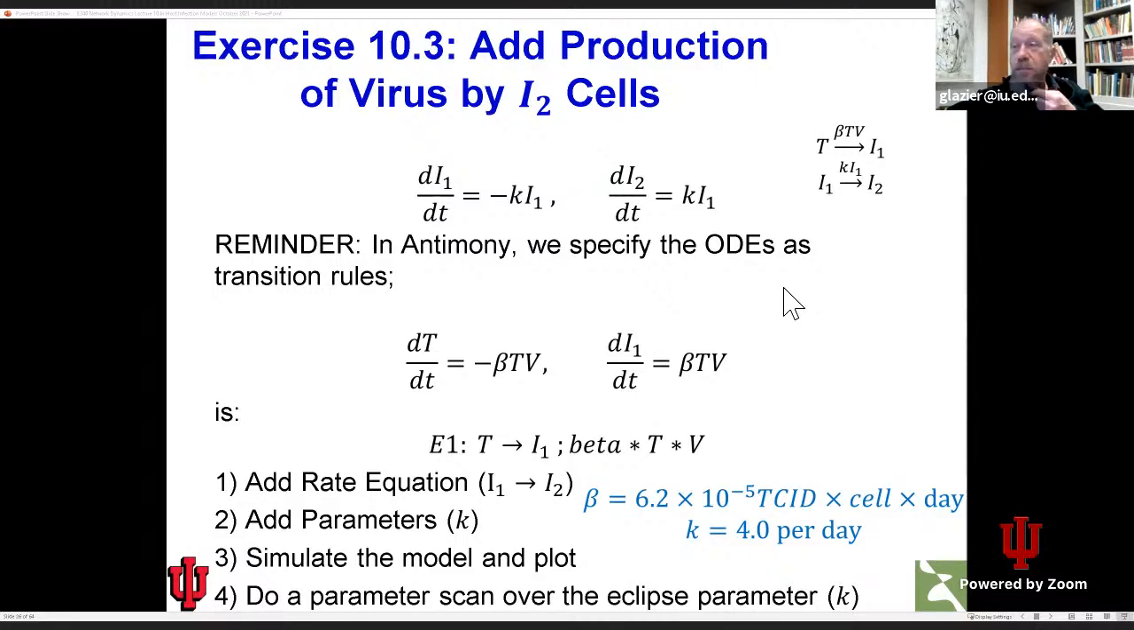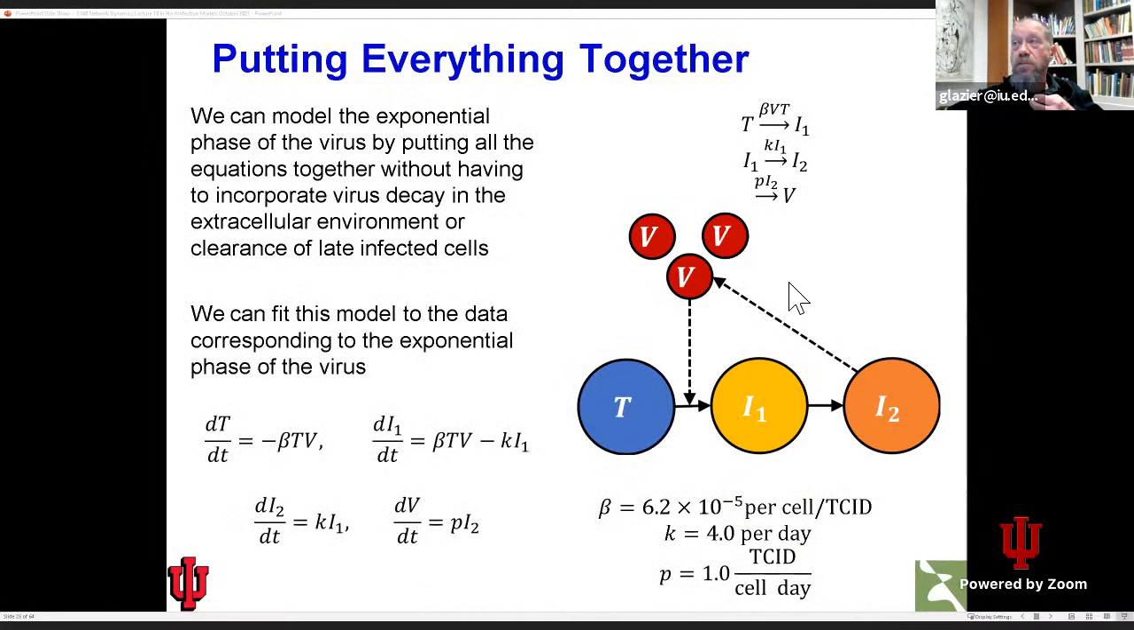and I'm sorry, this slide got messed up. I apologize. This slide should be the rate of viral production, which should be here. We add the equation P, I2 goes to V. So nothing goes to V at a rate P times I2. And we'll assume that the rate of production is one TCID per cell per day, which is ridiculously high, but it'll work for the moment. So why don't you try that? Again, we're adding exactly one line to our code.